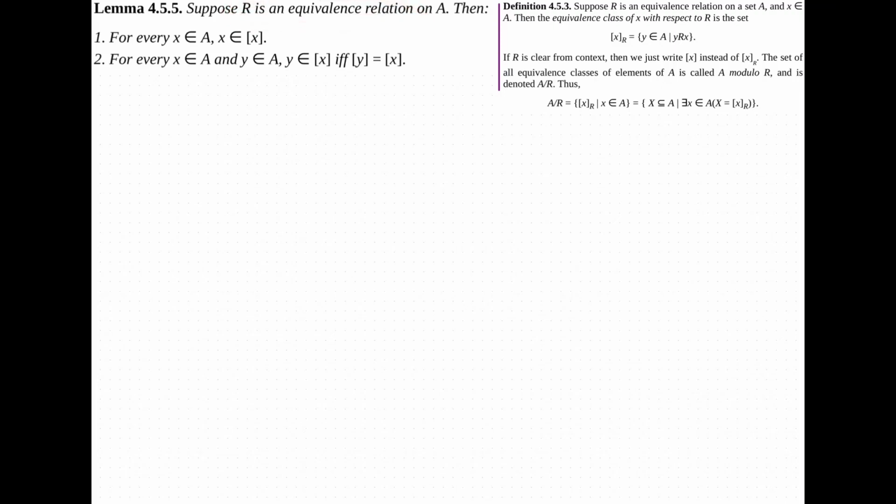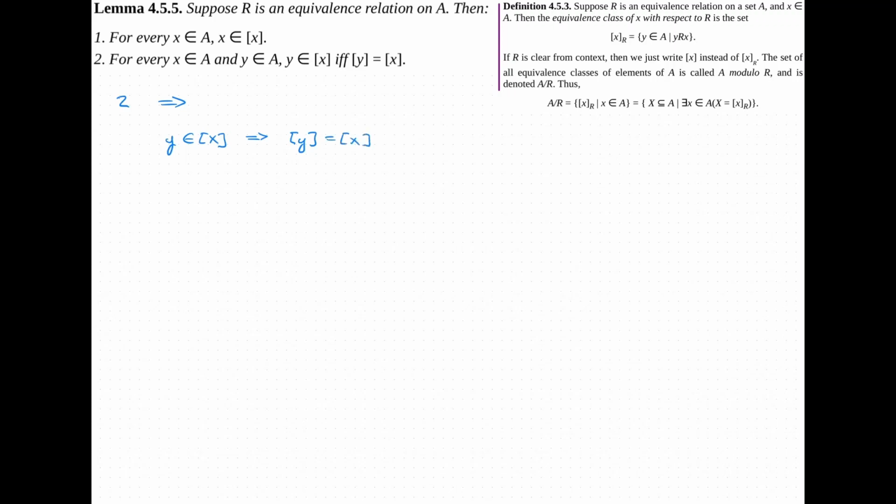And so that's our first statement. The second statement tells us that for every x and y in A, y is in the equivalence class of x if and only if the equivalence class of y is equal to the equivalence class of x. I'm going to sketch only one direction of this argument. The book does the whole proof, so I'm just going to go through the scratch work for the forward direction. We have that y is in the equivalence class of x, and we want to prove that this implies that the equivalence class of y is equal to the equivalence class of x.